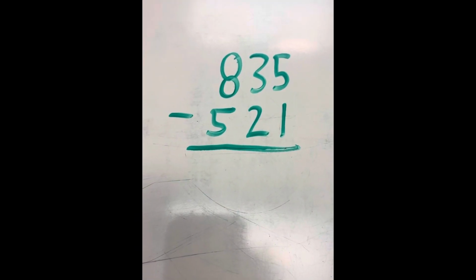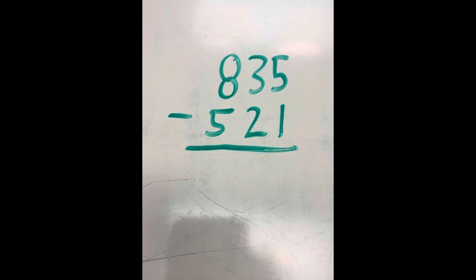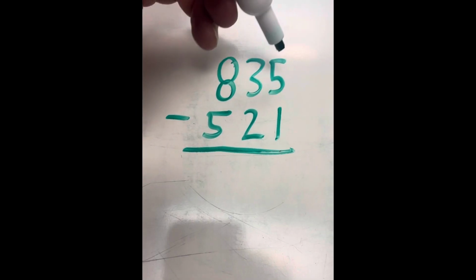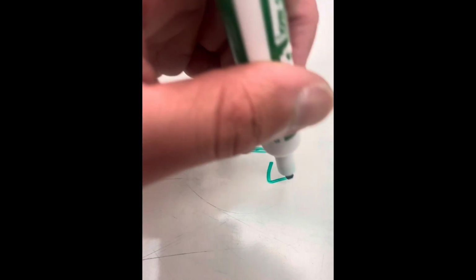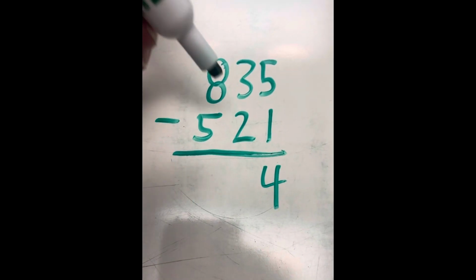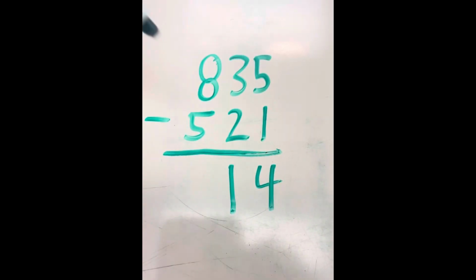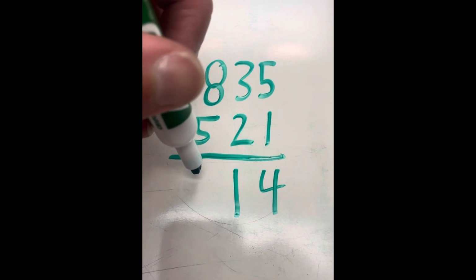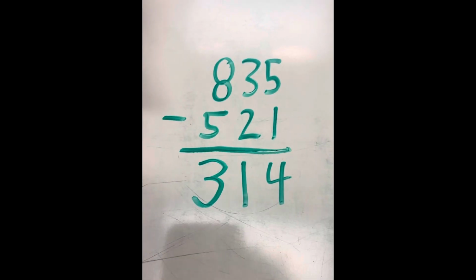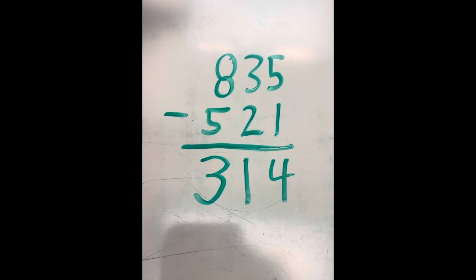Example number 4, 835 minus 521. Starting in the ones place, 5 minus 1 equals 4. 3 take away 2 equals 1. 8 take away 5 equals 3. And our answer is 314.